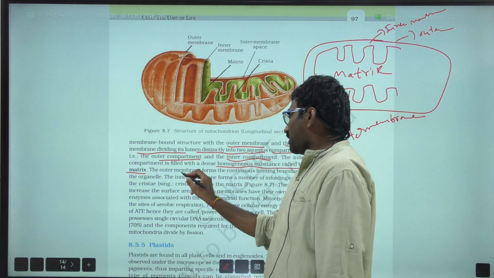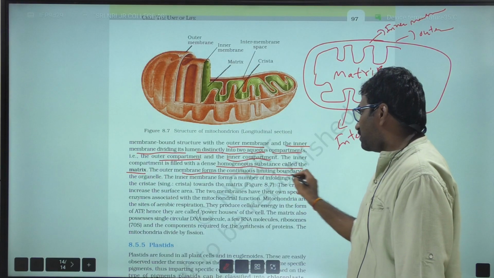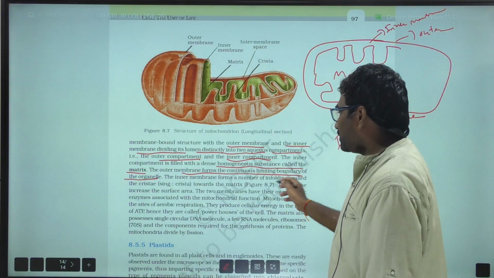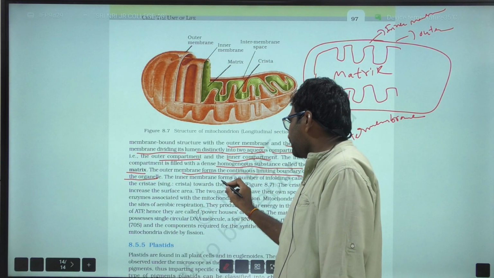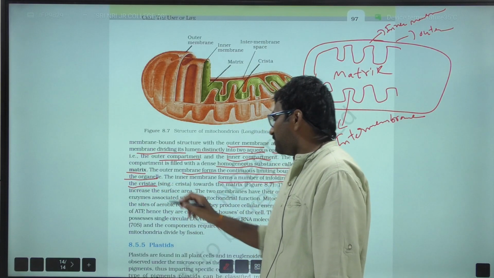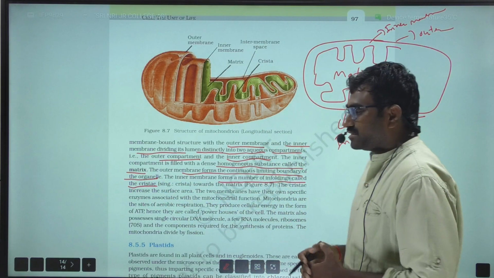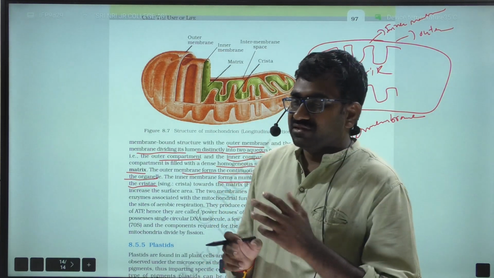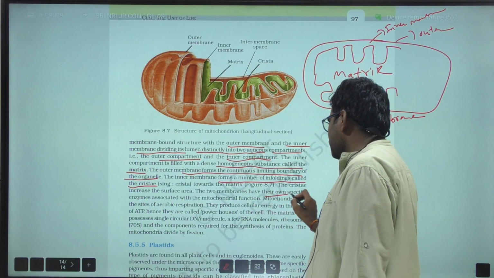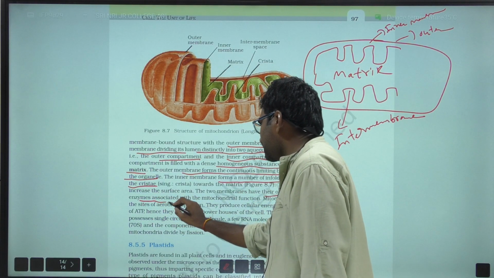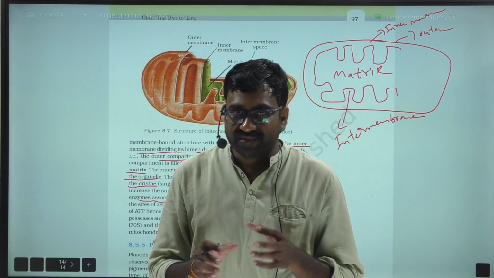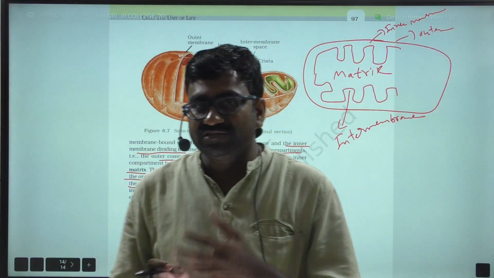The outer membrane forms the continuous limiting boundary of the organelle. The inner membrane forms a number of infoldings called crista. The two membranes have their own specific enzymes associated with mitochondrial function. About these specific enzymes we are going to talk in plant physiology.